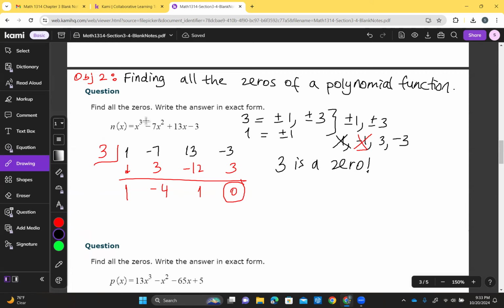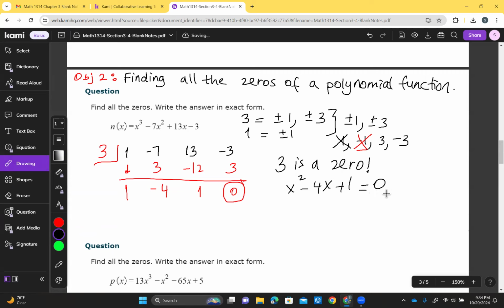But if this is a third degree question, it needs to have 3 zeros. And the one that I got is just 1 zero. So I definitely know that now 3 is a 0. But how am I going to find the other 2 zeros? Now we're going to go back to our synthetic division, and we learned how to write our answer after the synthetic division. If the question starts with a third degree, my answer starts with the second degree. So we're going to have 1x squared minus 4x plus 1. This is called the depressed polynomial. And we're going to set this to a 0.